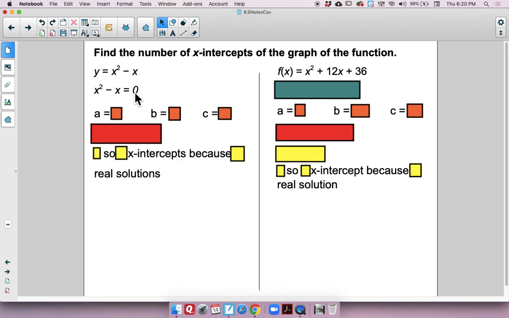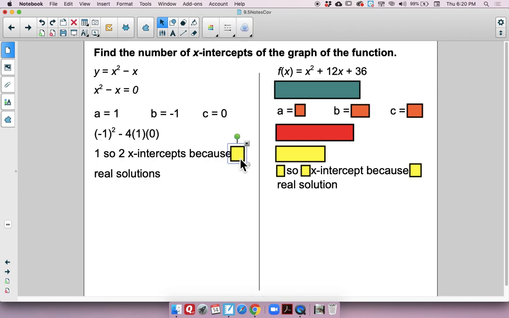This one, again, set it equal to 0. A, B, C. Just need the discriminant. Don't have to use the whole formula. And so this gets us what? 1, and then, ooh, we got a 0 there. So this is all going to go to 0. So we end up getting a positive number of 1. So how many x-intercepts? 2, because there are 2 real solutions.